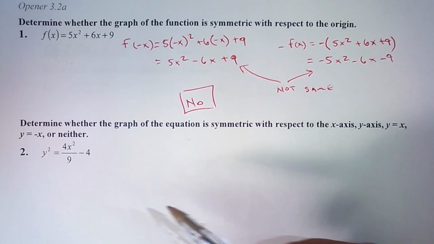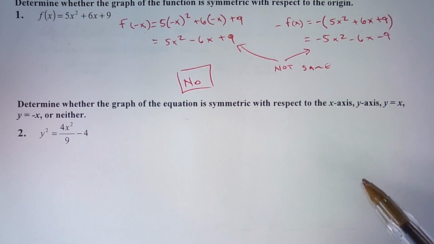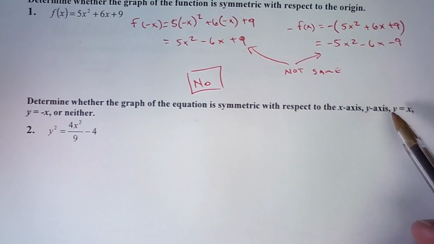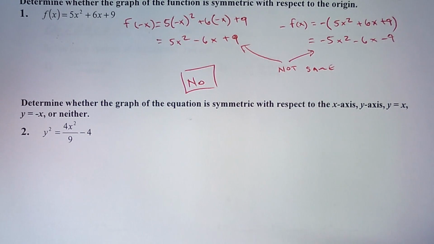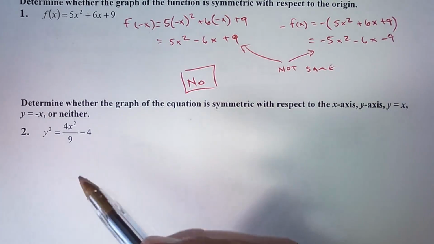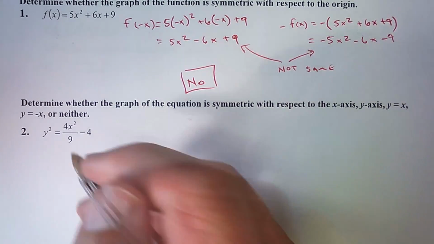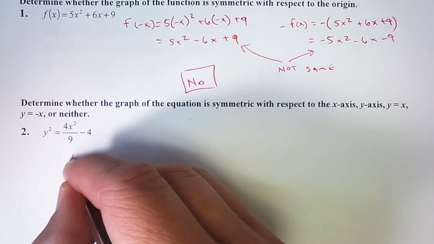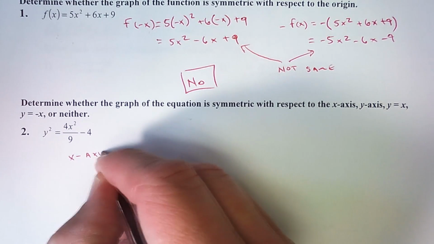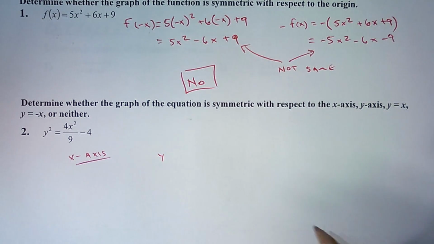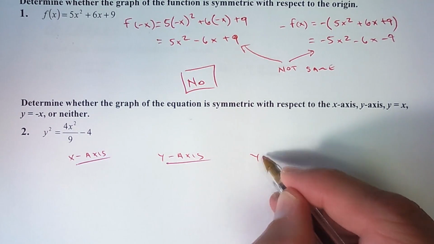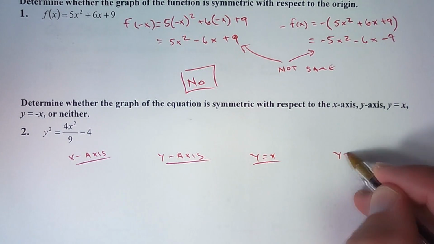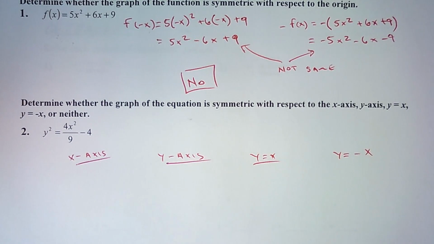Then for this next function, we'll determine if it has symmetry with respect to the x-axis, the y-axis, y equals x, y equals negative x. It could be all four. It could be any combination of those. It could be none of those. Okay, so the four tests we're going to do are for the x-axis, the y-axis, y equals x, and y equals the opposite of x.